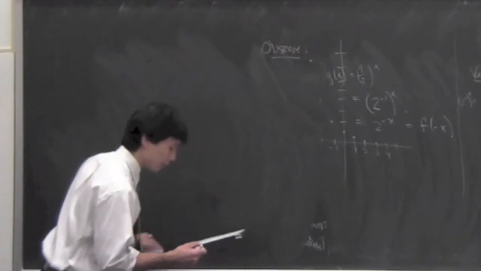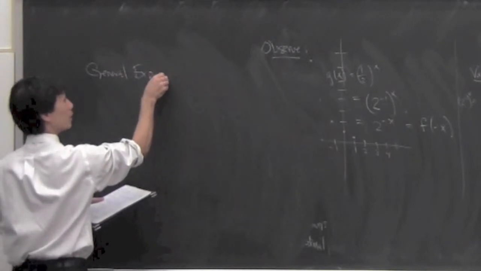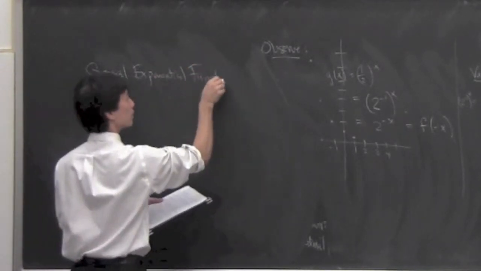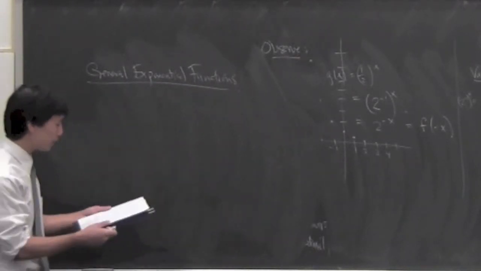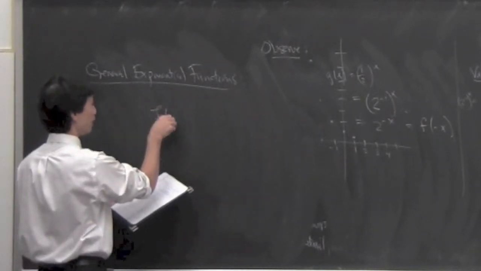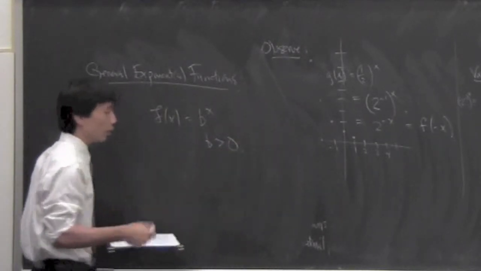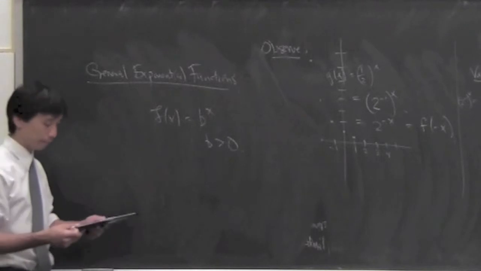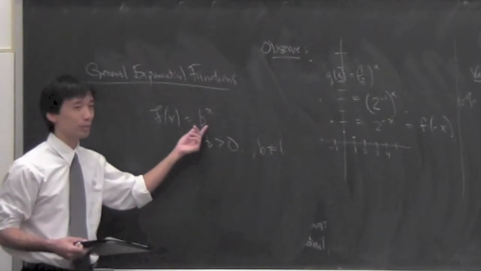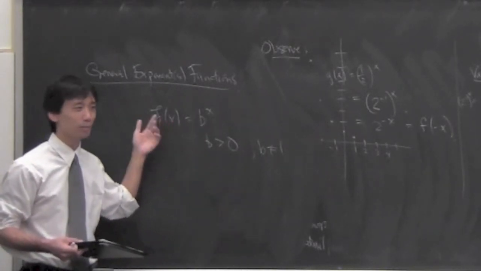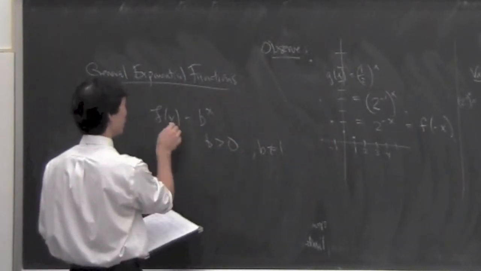So that is 2 to the x. So in general, you have these exponential functions. You have some function f of x equals b to the x, and you always take b to be a positive number, and not equal to 1, because if you took b to be 1, well, your function would be just a constant, right? Because you have powers of 1. So in general, you have some function that looks like this.